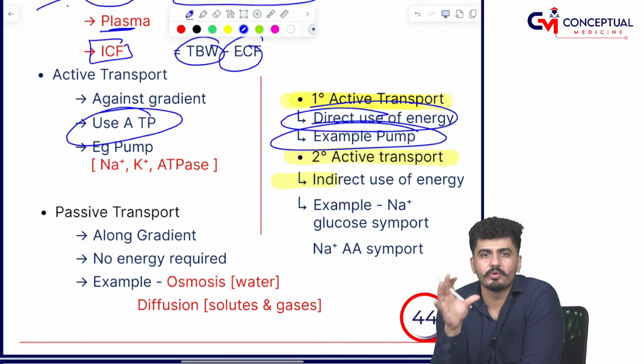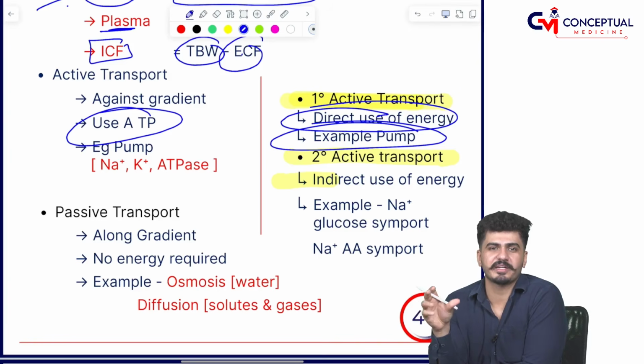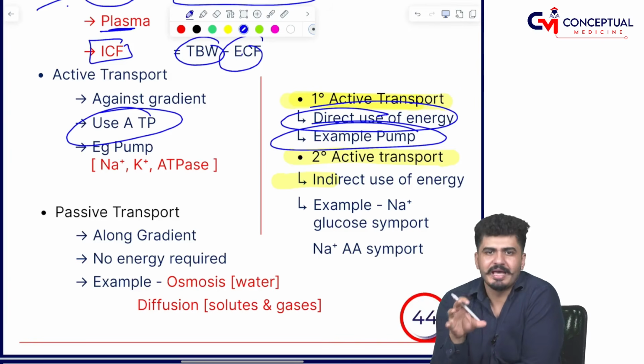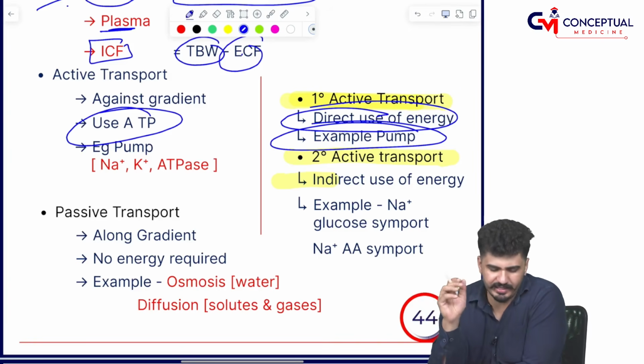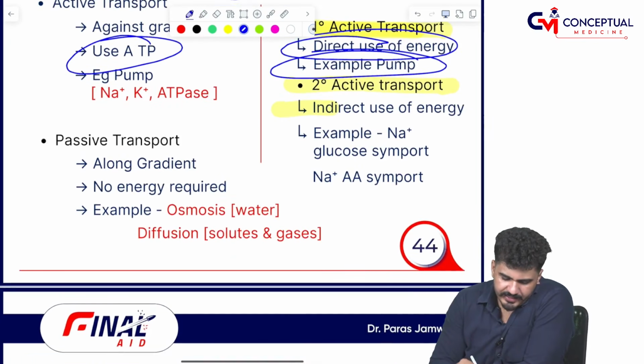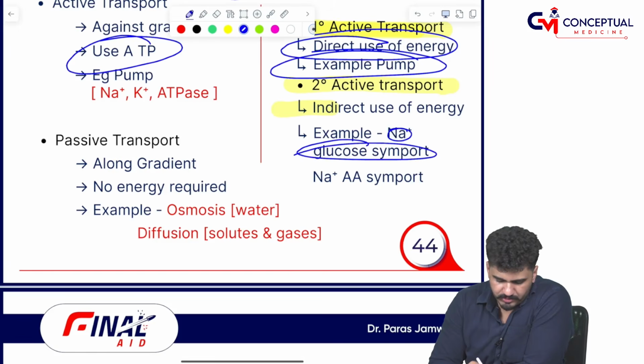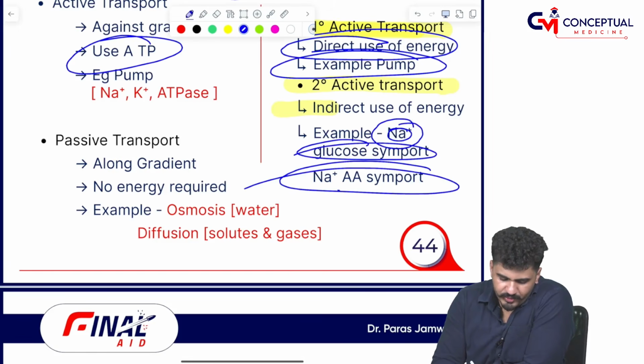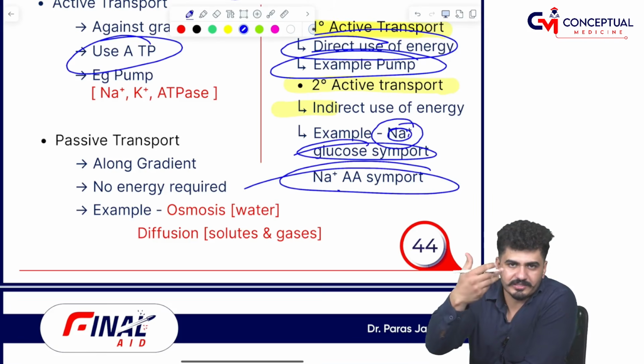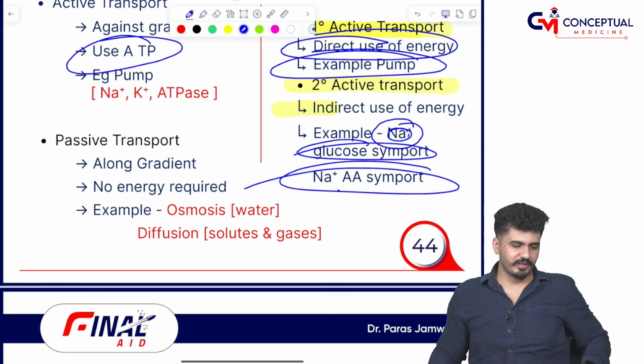So they need symporters. This question has been asked multiple times. When the word symport is used, this is an example of secondary active transport. So my dear friends, secondary active transport, indirect use of energy, for example, sodium glucose symport, sodium amino acid symport. So who is this symport supporter? That is your sodium, sir.